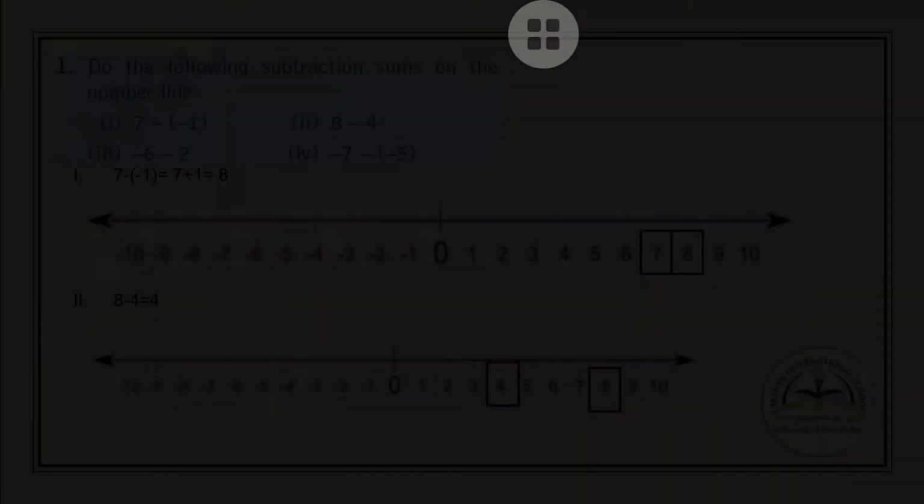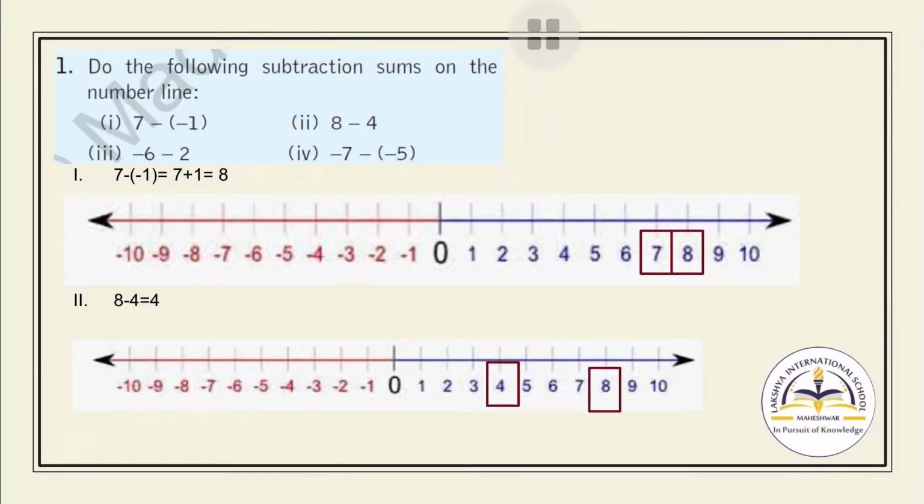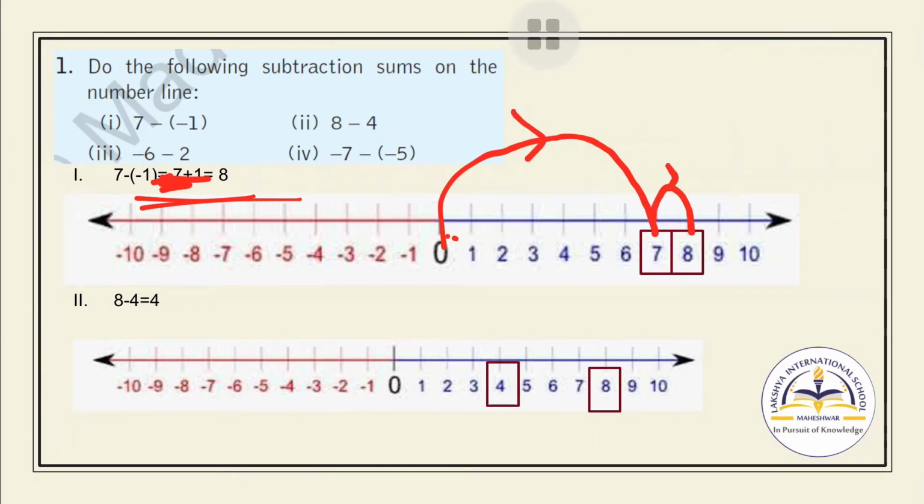Exercise number 4.3. Question number 1. Do the following subtraction sums on the number line. First, 7 minus bracket minus 1. Here minus minus becomes plus, so 7 plus 1 equals 8. First we have to make the number line. We go from 0 to 7, then plus 1 to 8. Now you can make the arrows. This will be our solution. You have to make the number line and represent it.